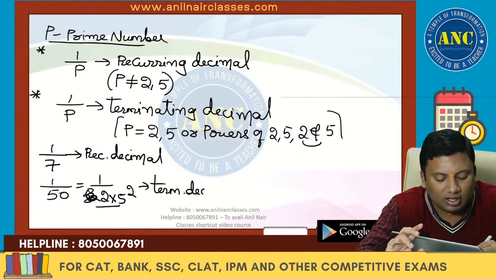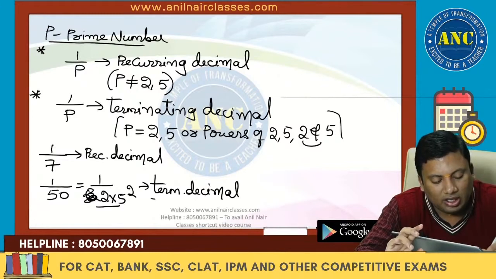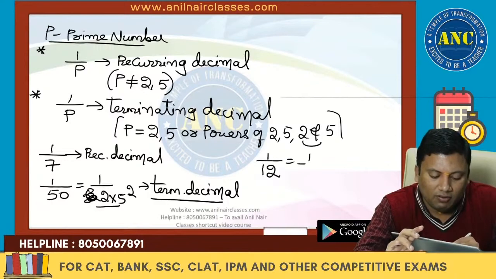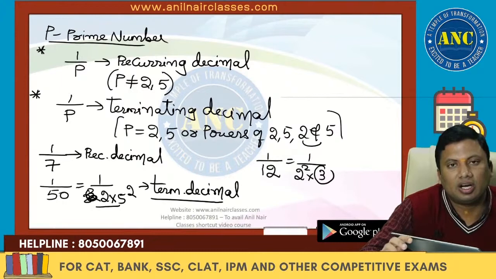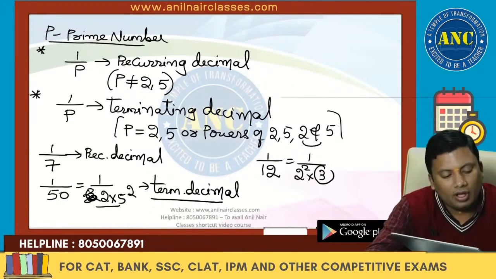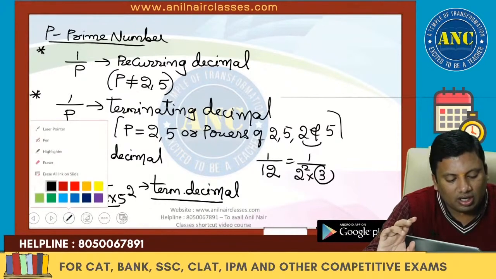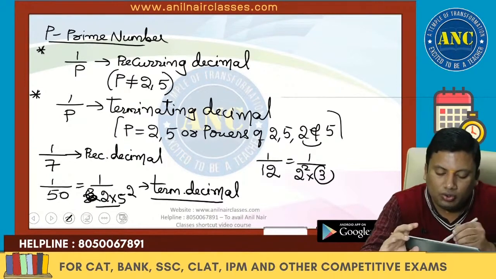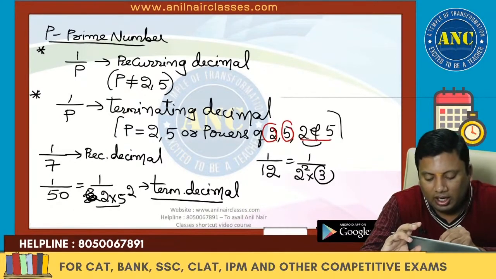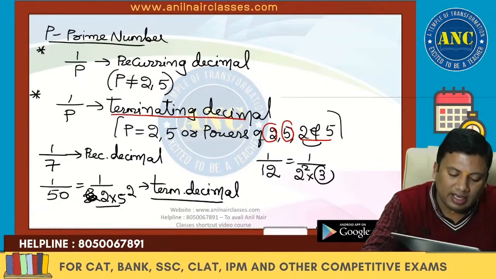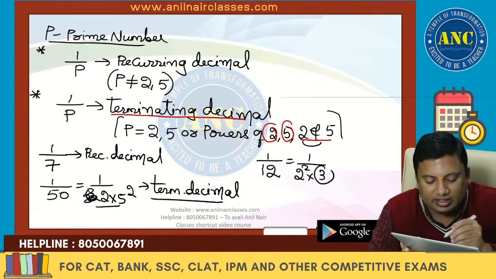He will ask you which of the fractions will give you a terminating or a recurring decimal. Suppose it is 1 by 12. 1 by 12 is a combination of 2 and 3. Only when the denominator is a combination of 2 and 5 will you get the answer: either only 2, or only 5, or only 2 and 5, I will get a terminating decimal. In all the other cases, I will get a recurring decimal.